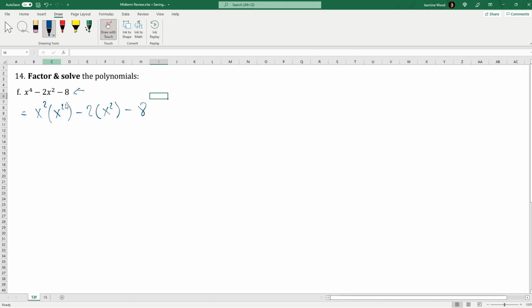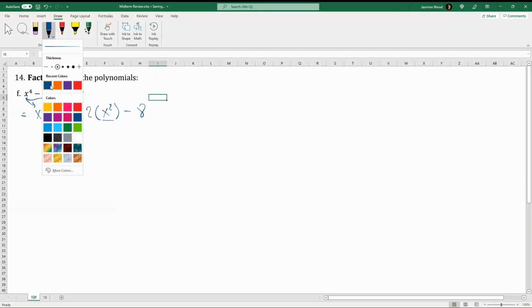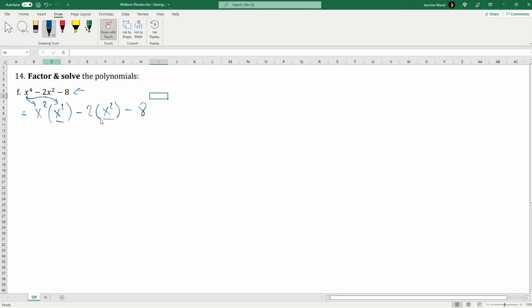Okay, so what I did is I just separated out x to the fourth in terms of x squared, the product of x squared and x squared, and then I just included this x squared in parentheses, just to emphasize that there's a base x squared term in both x to the fourth and negative 2x squared. And I'm actually going to rewrite it one more time.